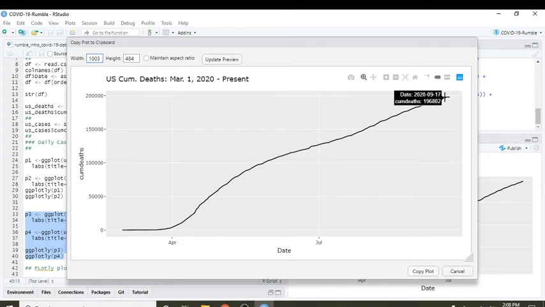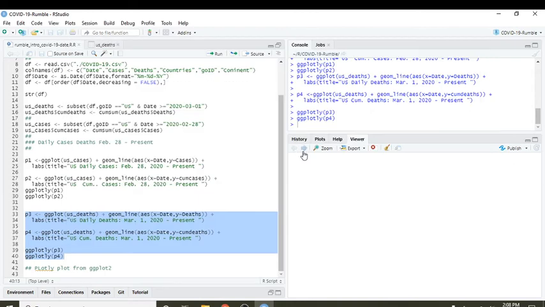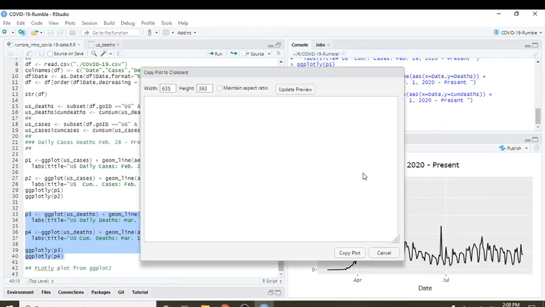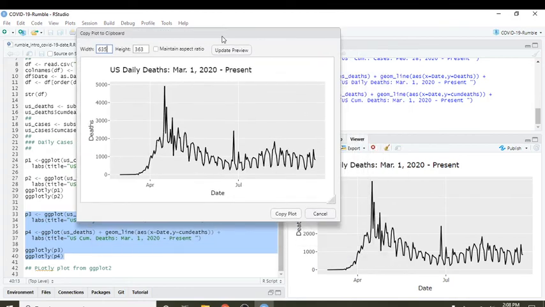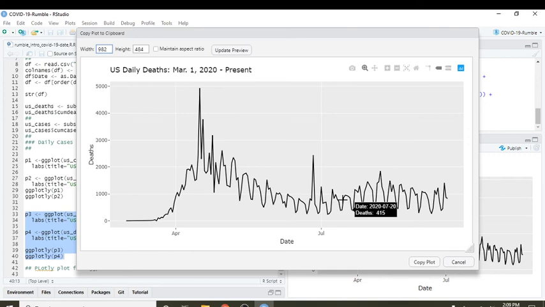roughly 197,000 deaths as of September 17th, with no flattening appearing. Now let's take a look at the daily numbers. Look at the huge spike here back in April.